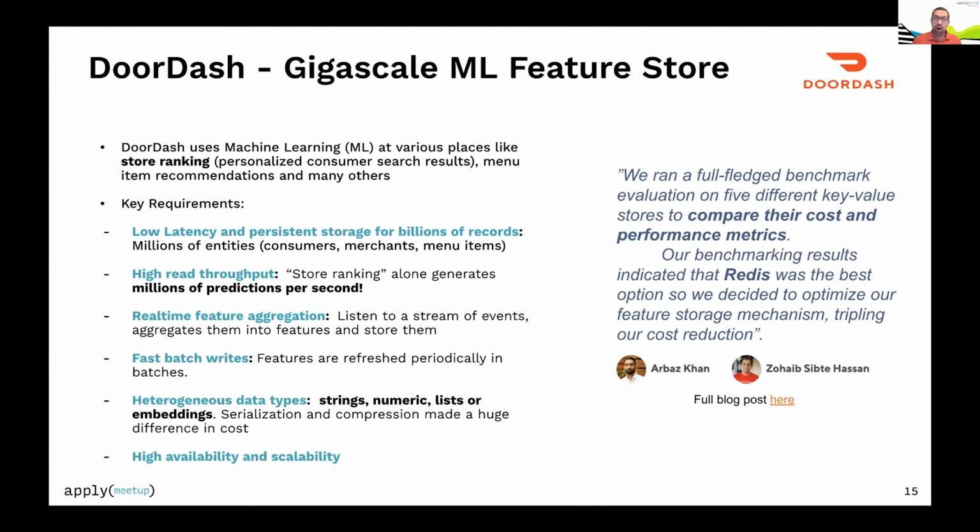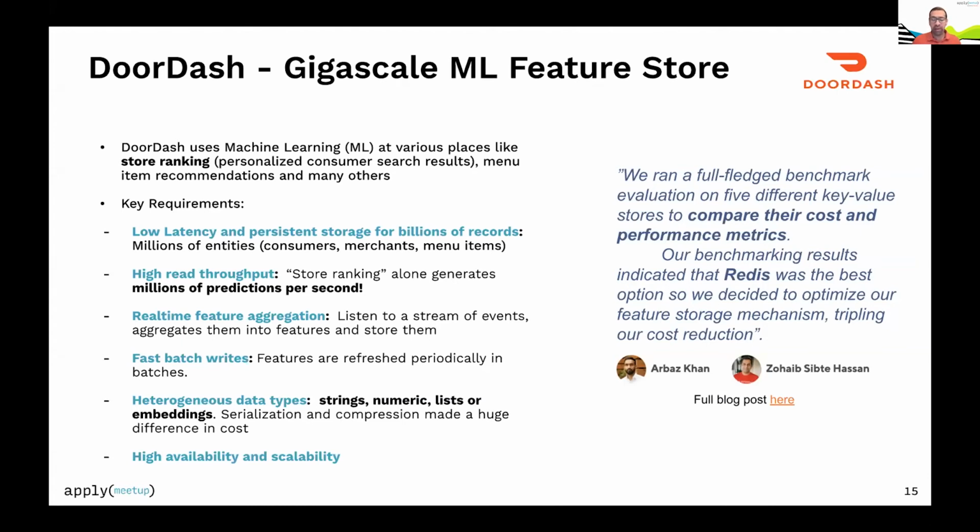Another key requirement they had was the ability to do real-time feature aggregation. This is the ability to listen to a stream of events, aggregate them into features, store them in the online store, and consistently move that data back to the offline store as needed. This is super important for online machine learning applications: having access to that fresh stream of events and converting it into features.